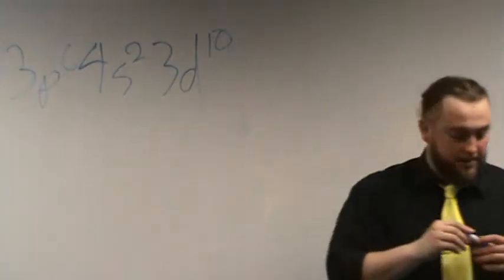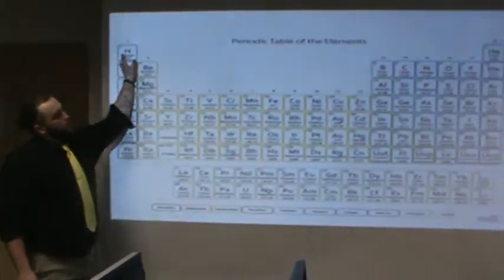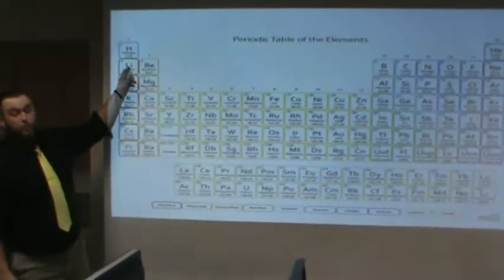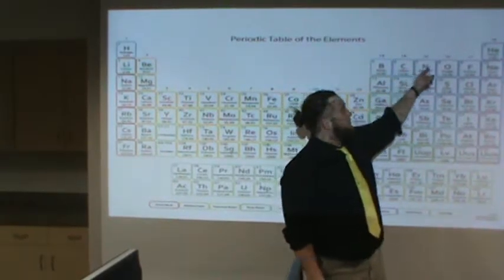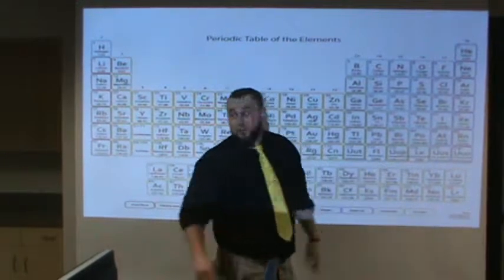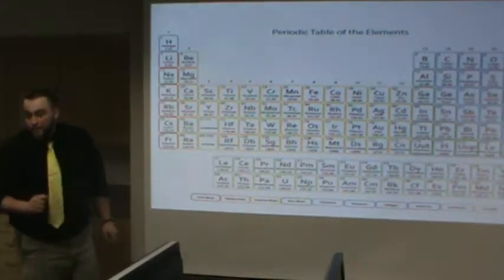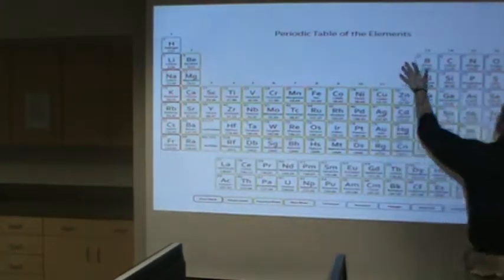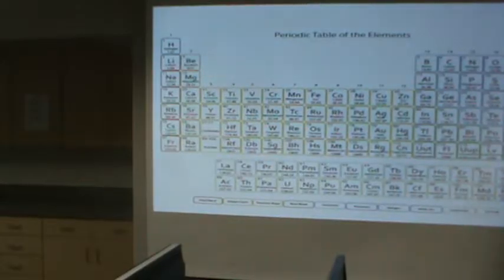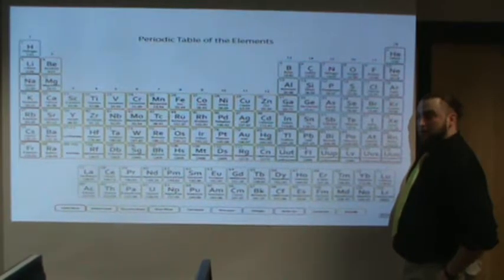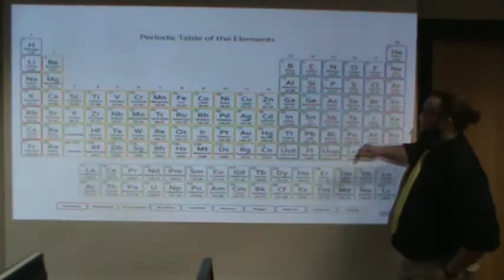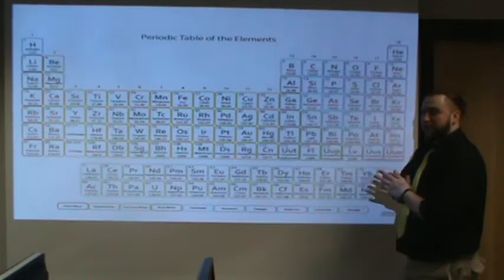So here, let me show you guys a picture of the periodic table. Ah, beautiful. Okay, so we got 1s, both filled, 2s, these two right here, 2p. How many is this? 1, 2, 3, 4, 5, 6. What do you think this section right here is, because it has 6? What do you think? Come on. Don't be shy.